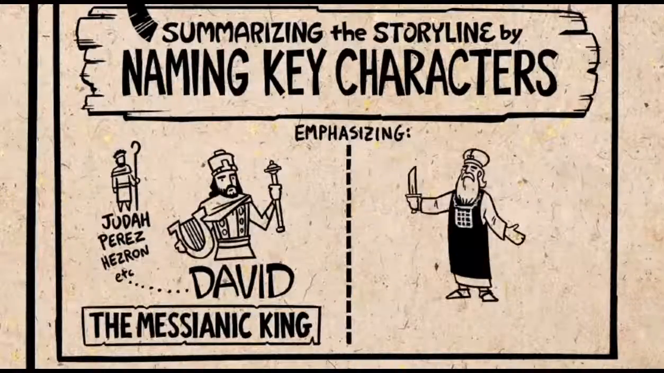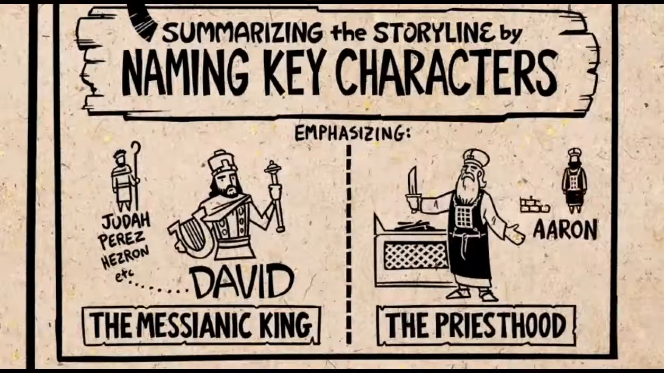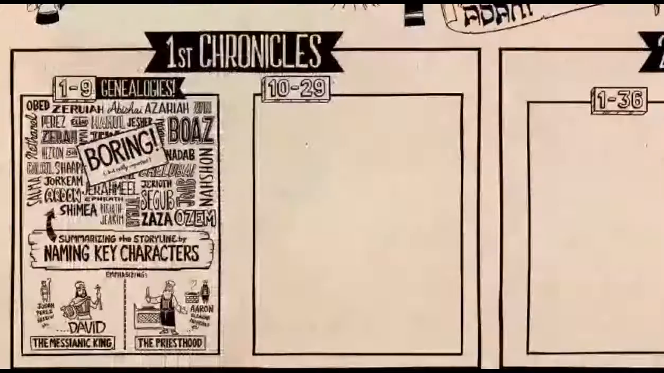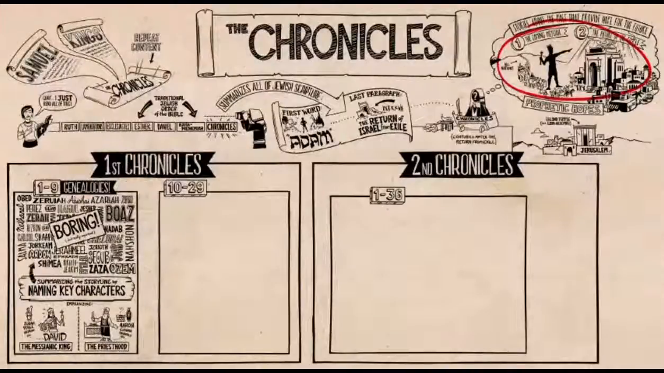The other family line that receives lots of attention here is that of the priesthood, the descendants of Aaron, who, of course, served in the temple. And so right from the start, you can see the 2 main themes, the author's hope of the Messiah coming to build a new temple, and it's rooted in these ancient genealogies.